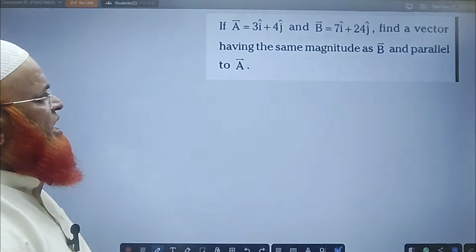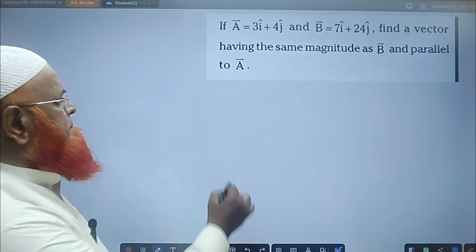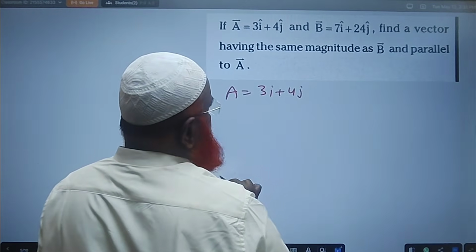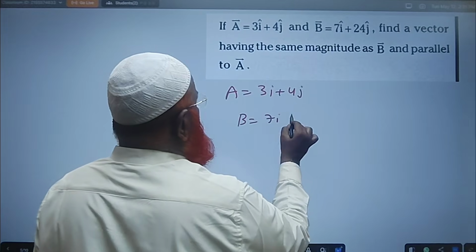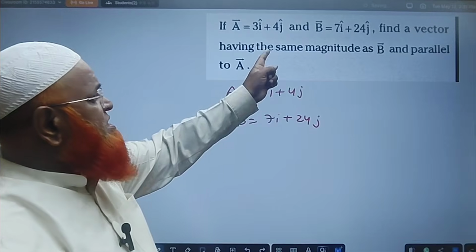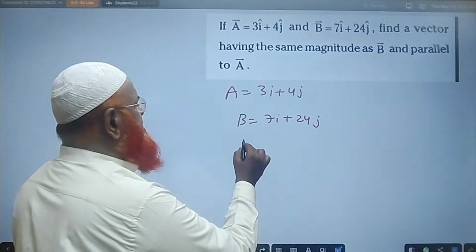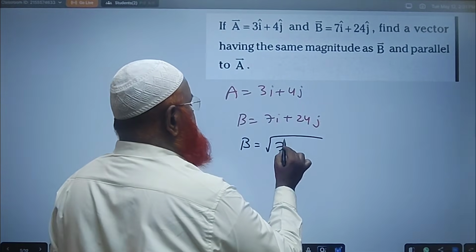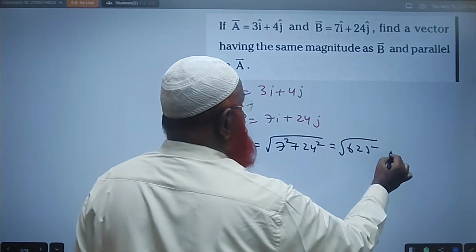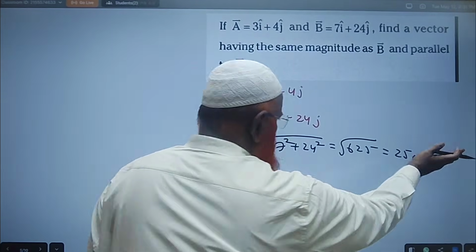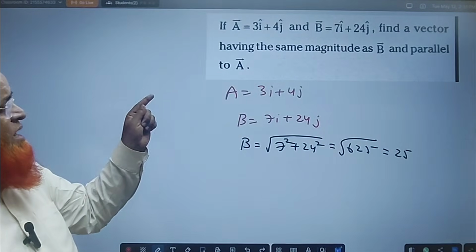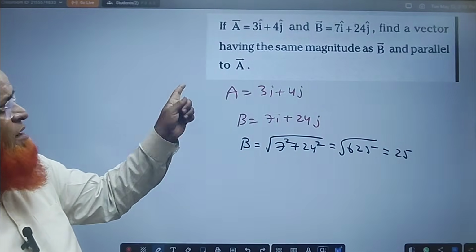A is nothing but 3i plus 4j. So what is A? A is equal to 3i plus 4j. B is nothing but 7i plus 24j here. Then what else? Find the vector having the same magnitude of B. First, what is B's magnitude? Square root of 7 square plus 24 square. Calculate, you get 625, which is nothing but 25 newtons, 25 units. So I got the B value, the magnitude. So find the vector having the same magnitude of B and parallel to A.